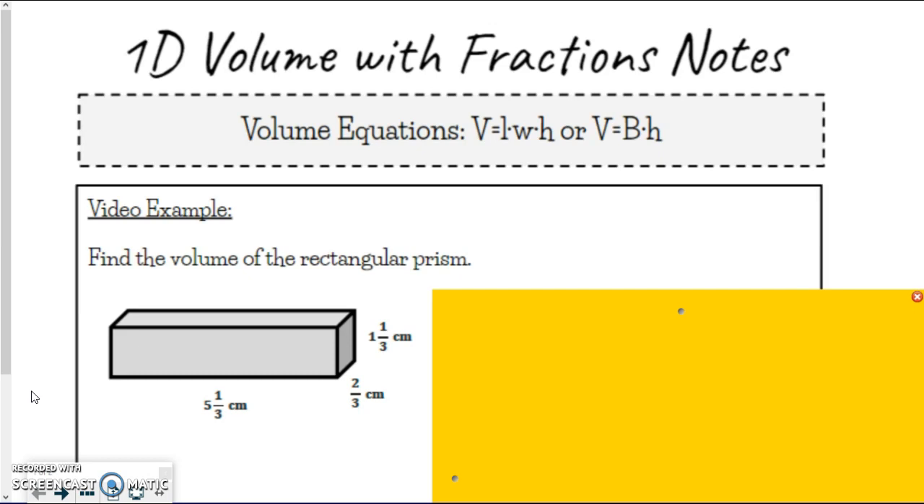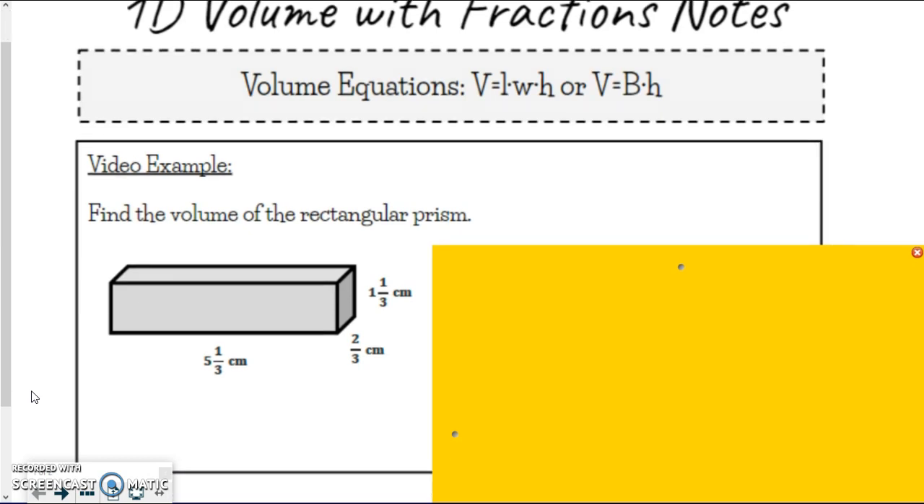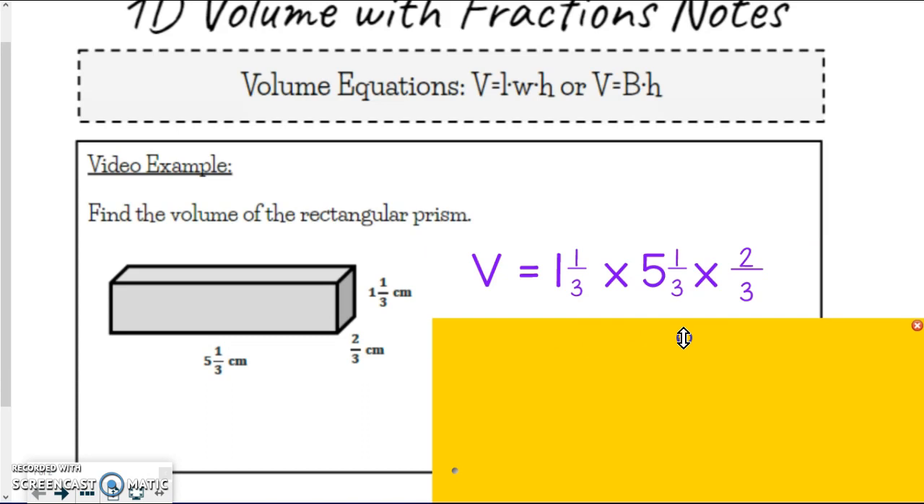So we are finding the volume of this rectangular prism. And if we look, we've got 5 1/3, 2/3, and 1 1/3. So we're going to use our length times width times height equation. And it's going to look something like this. Again, it doesn't matter which order you have them written in as long as you have them all, because we're all going to be multiplying them all together when we get to that point anyways.